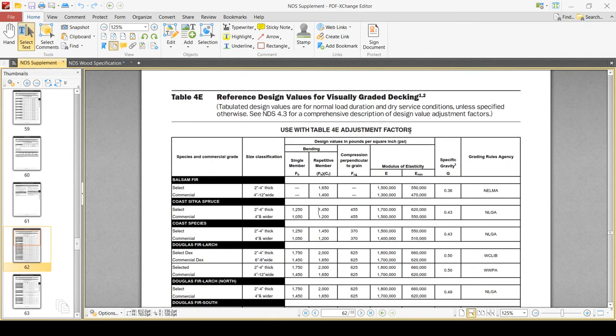So just be aware that if you're using visually graded decking, just like we have posts and timbers, beams and stringers, and dimensional lumber, visually graded decking is another category of sawn lumber product. Just be aware of that, although it's not really used as part of an overall structural framework.